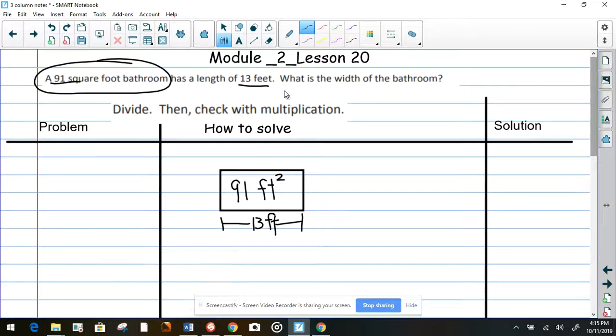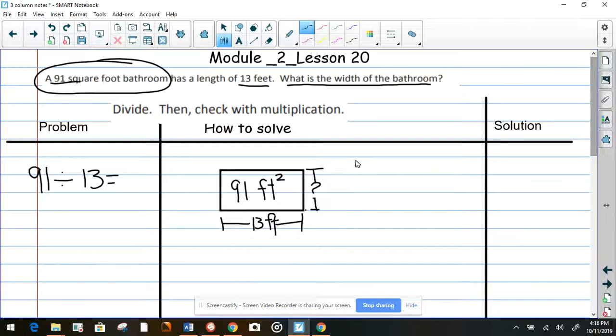Now they say, what is the width of the bathroom? So the width is going to be from here to here, and we don't know that. So if you pay attention, we have a whole. What is the whole? The whole is 91, and we have a part. Part of the whole is 13. So this is our division.